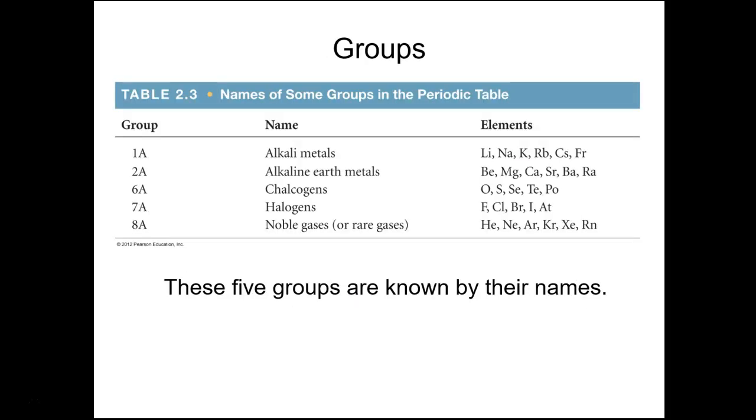We've talked about the names of some of the groups already: groups 1, 2, 7, and 8. You do not need to know that group 6A is called the chalcogens. Nobody ever uses that term. But groups 1, 2, and then 7A, 8A, or 17, 18 under the other numbering system, are known respectively as the alkali metals, the alkaline earth metals, the halogens, and the noble gases.